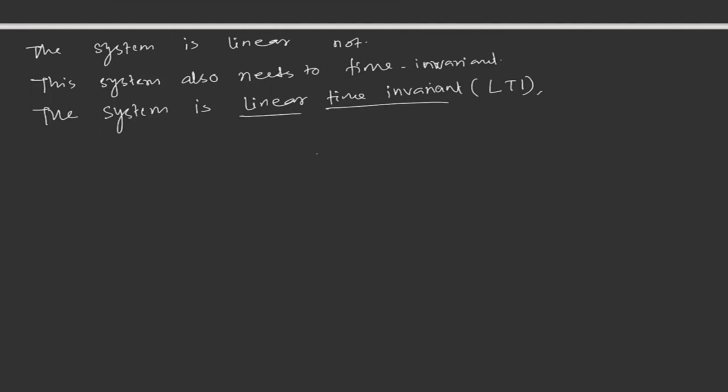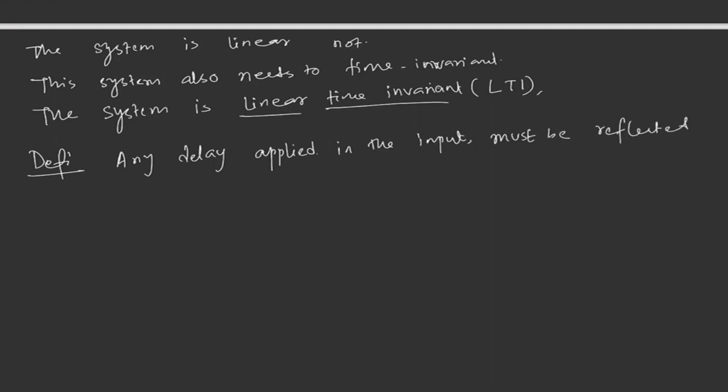So let me define time invariant or variant. Any delay applied in the input must be reflected in the output. So how can it be defined? Let's go to the blocks, and it will be easy to understand.